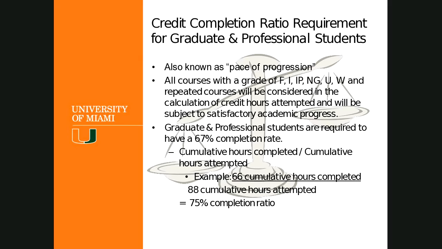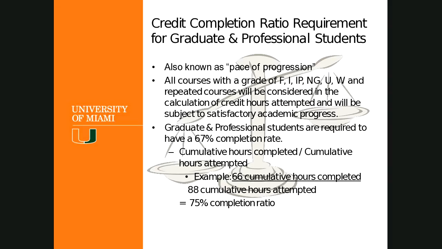The credit completion ratio requirement for graduate and professional students is also known as the pace of progression. All courses with a grade of F, I, IP, NG, W, and repeated courses are not considered toward the calculation for credit hours earned. Those go towards credit hours attempted.